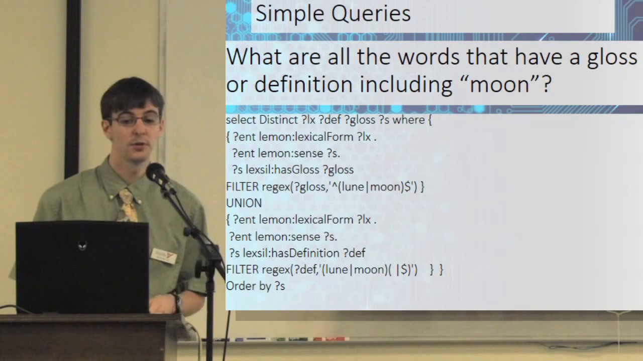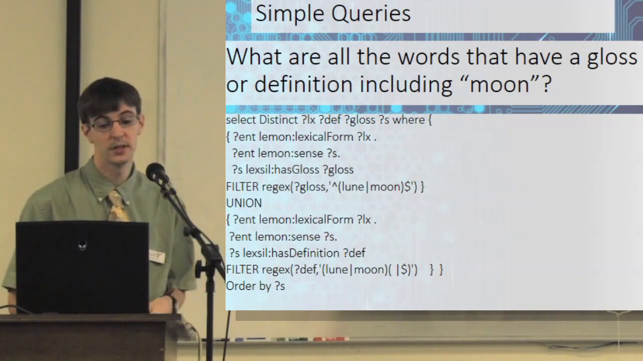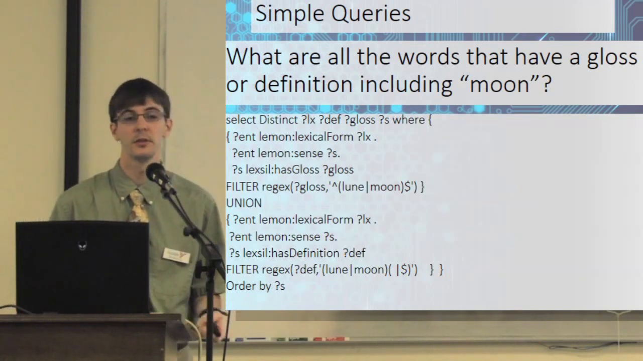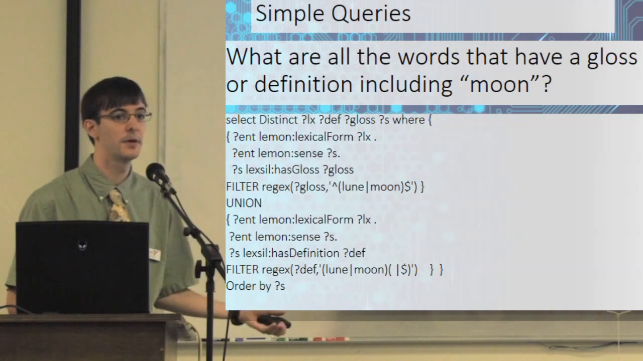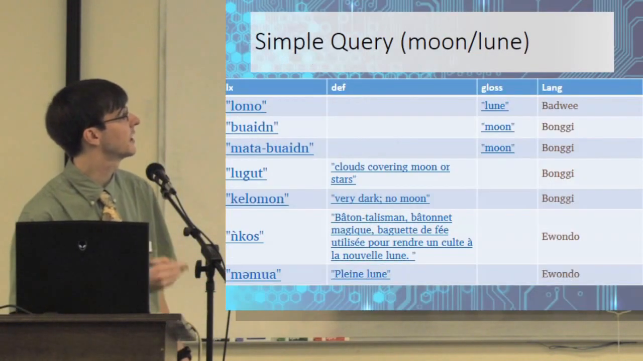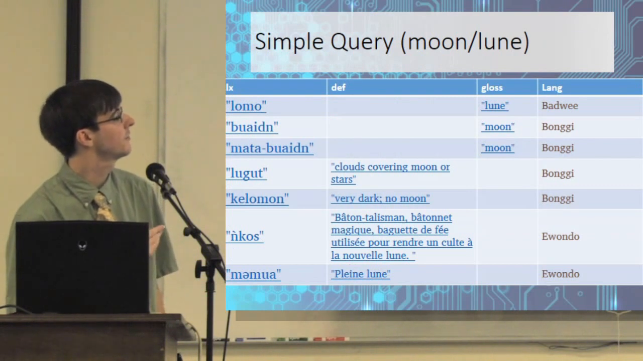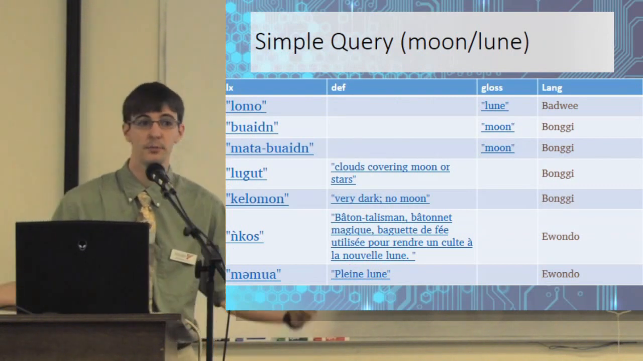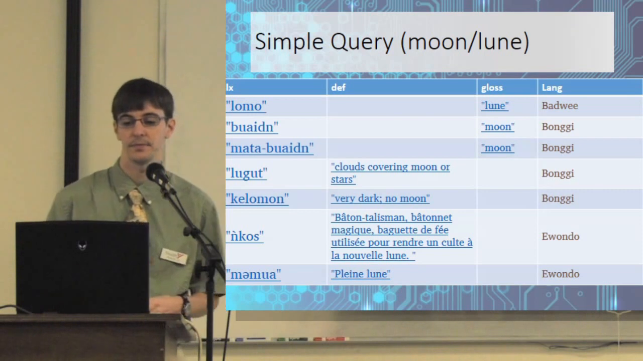Another step, what are all the words that have a gloss or a definition, including moon? I also included loon because some of the databases I had French glosses. And so this is what I came up with. So some from the gloss column, some from the definition column. It's actually merging those results together.